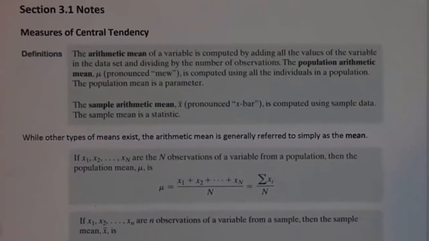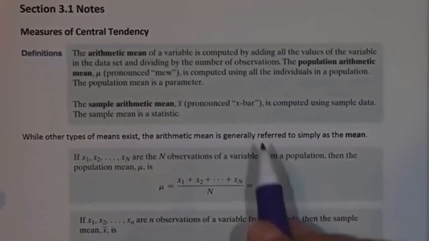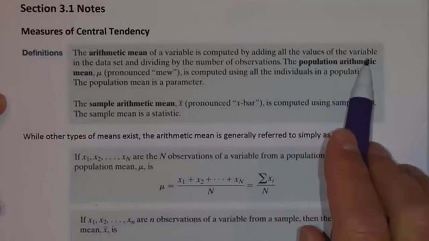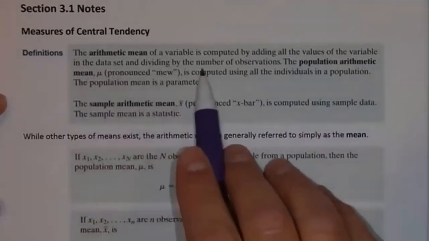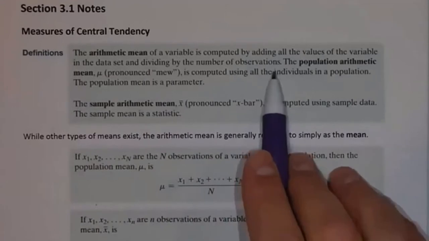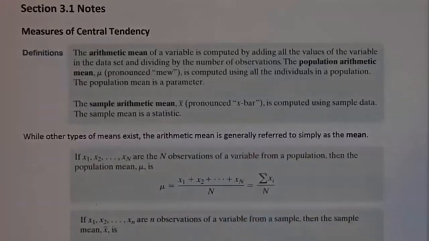So the arithmetic mean of a variable is computed by adding all the values of the variable in a data set and dividing by the number of observations. So in other words, the arithmetic mean is what you would normally call an average. So the mean, or the arithmetic mean, we add up all the data values and we divide by the number of data values. So if we have 10 data values, you add up the 10 values and you divide by 10, that gives you the mean.